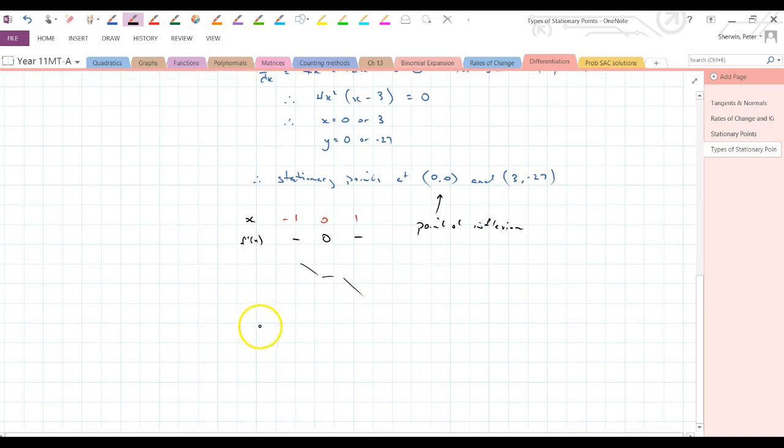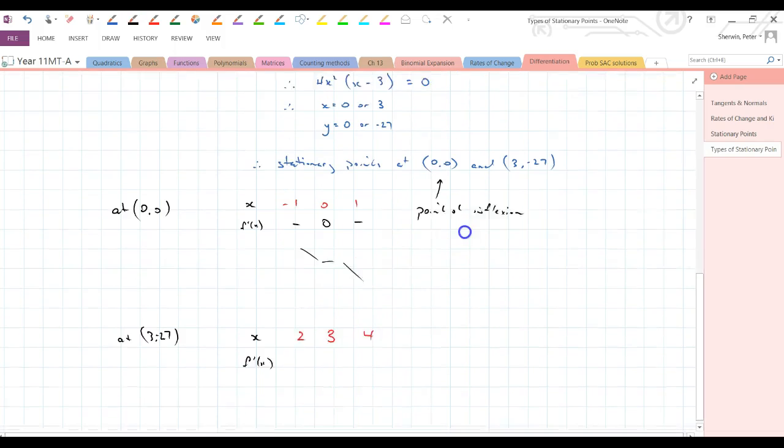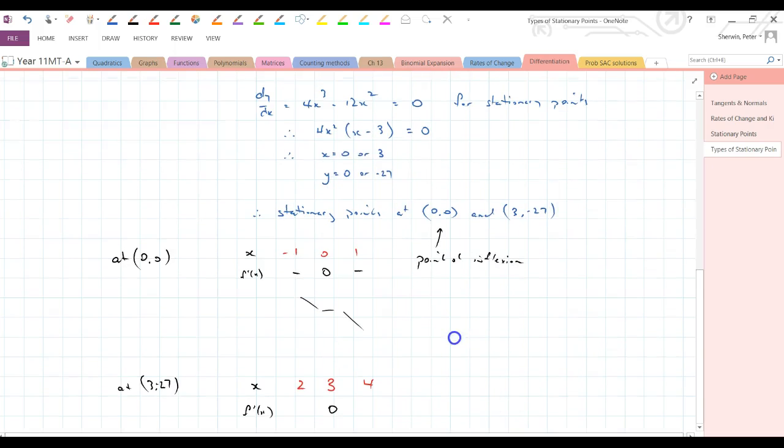So now, this was at 0, 0. Now we're going to look at 3, minus 27. So my values of x are going to go from, with 3 in the middle, so I'll go 2, 3, 4, I imagine, and then test my gradient values at those points. I know that at 3, I've got 0.